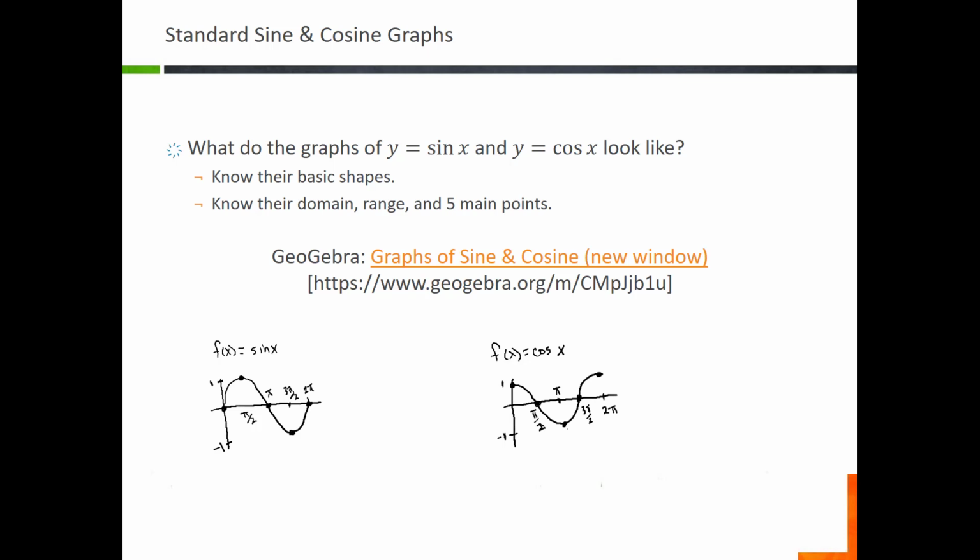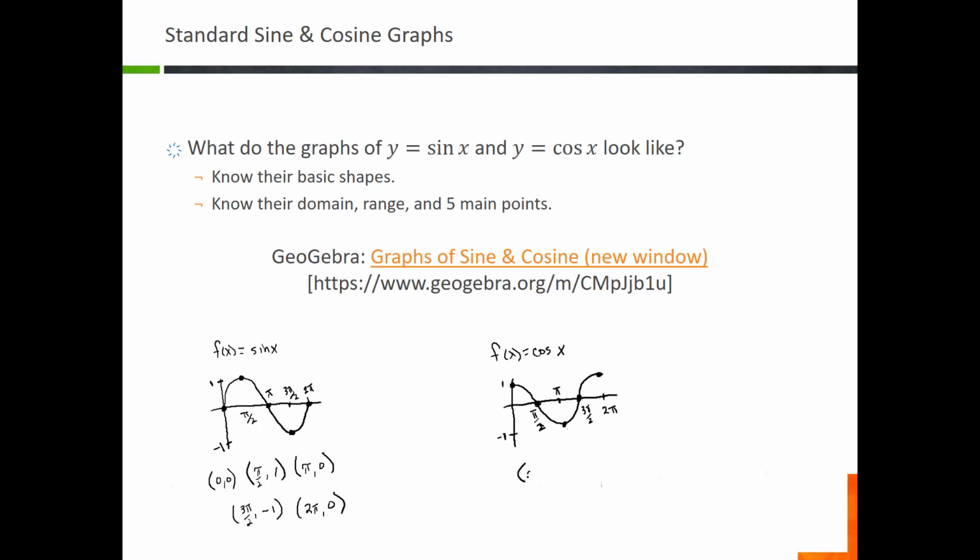I guess if we wrote those points out here, at 0, we have 0, 0. At pi over 2, we have 1. At pi, the value of the function is 0. At 3 pi over 2, it's down here at the minimum, so it's a -1. And then at 2 pi, it's back to 0. So those are the 5 points for the standard sine graph.